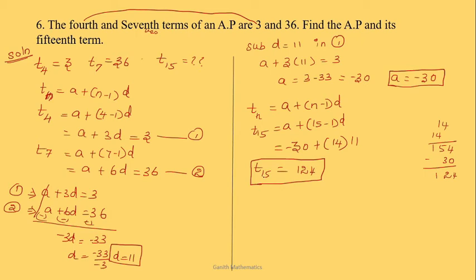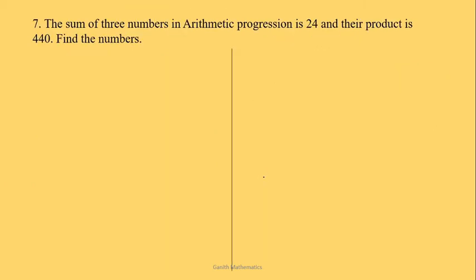Okay. Next we are going to see the next problem. The sum of three numbers in arithmetic progression is 27 and their product is 440. Find the numbers. When they have given three numbers, then you have to take the three numbers as A minus D, A, A plus D. Okay. So now we are also going to take them in such a way. So let the numbers be A minus D, A, A plus D.